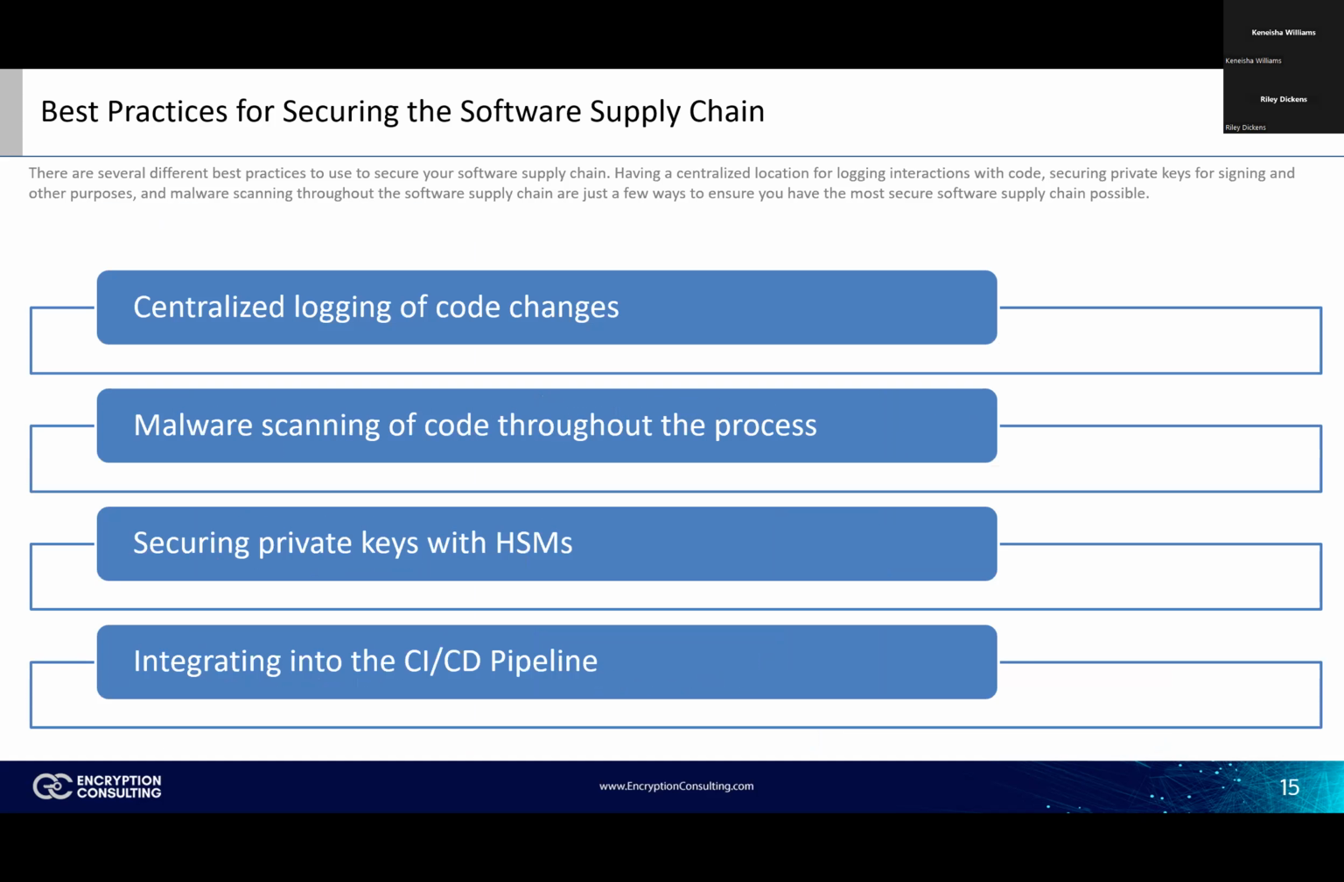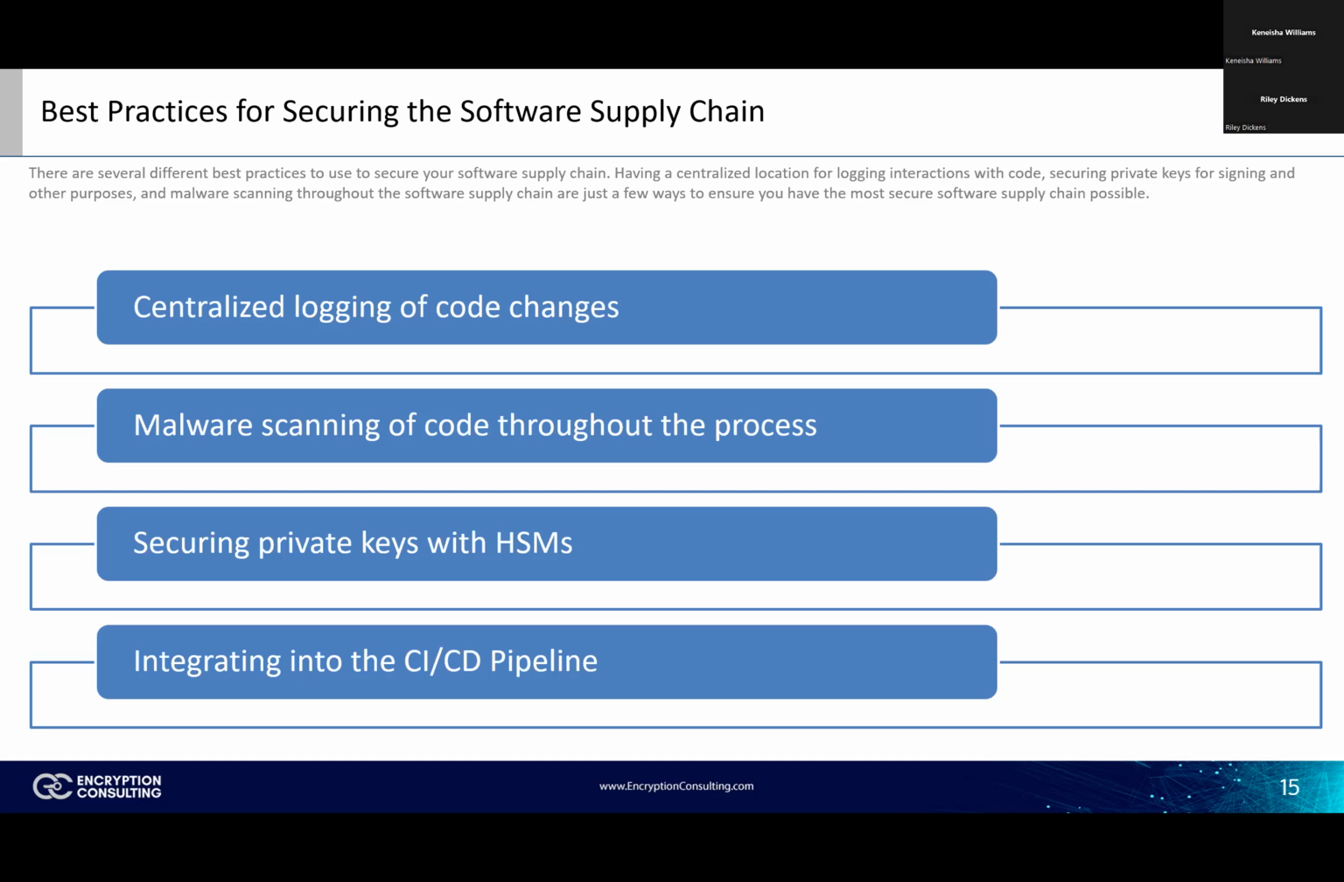Now, one last thing I'd touch on is some different best practices for securing the software supply chain. And these are, like I said, things I've talked about this entire time, but I think it's important to reiterate these at the end here. And that's centralized logging of any code changes that are done, so that someone is in charge of the change to their code. So they're liable for any changes done to that code that were malicious.